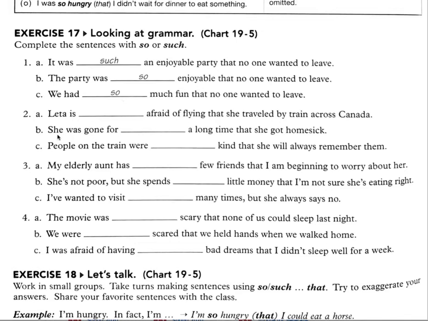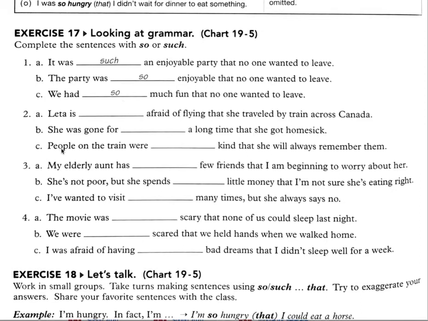Look at 2B. She was gone for blank a long time that she got homesick. So you have blank and then long time, adjective and noun. So you're going to say, she was gone for such a long time that she got homesick.